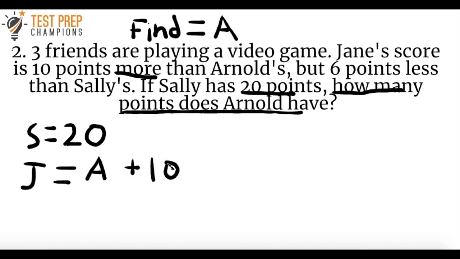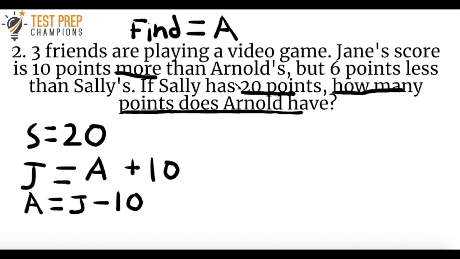So Jane's score is equal to Arnold's score plus 10. Or another way to look at this would be that Arnold's score is equal to Jane's score minus 10. However you want to look at it, either way is fine. Either way is a valid way to do it here.